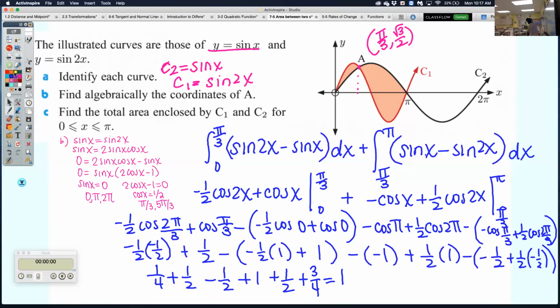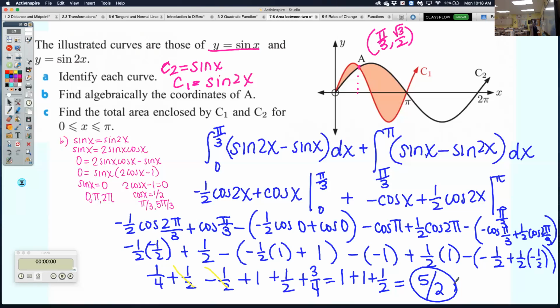These negative 1/2, this 1/2 and this negative 1/2 cancel out. Then I'll have plus 1 plus 1/2. So my final answer is 2 1/2, which is 5/2. So the area between the two curves is 5/2. And that's how you do the area between two curves.